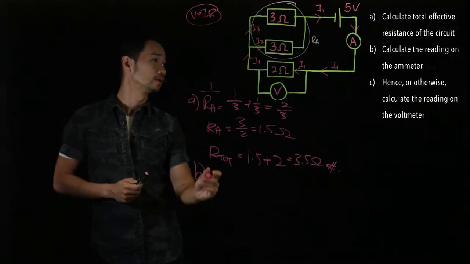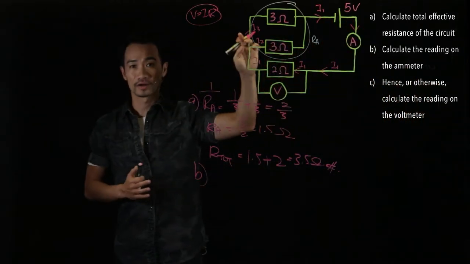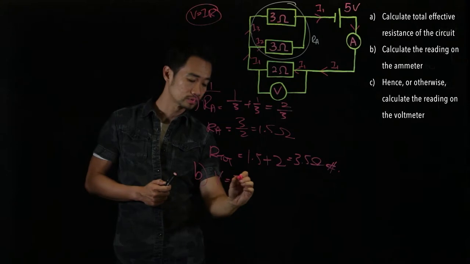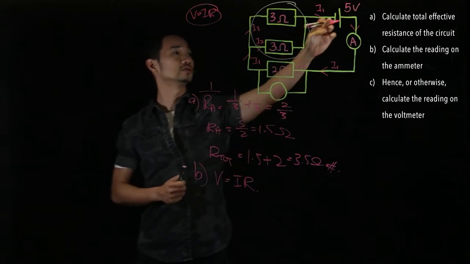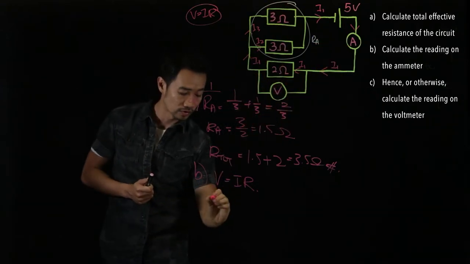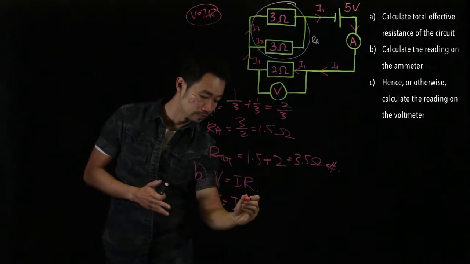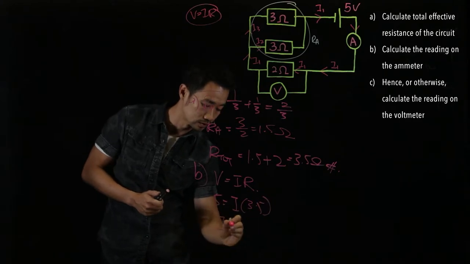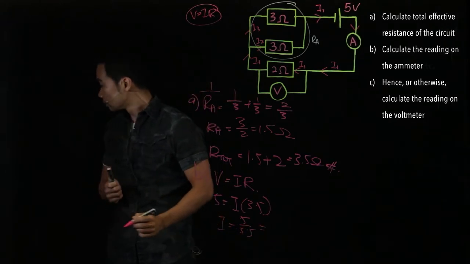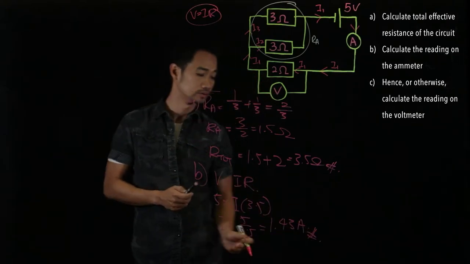B. Calculate the reading on the ammeter. What they are trying to find is I1, the current that's flowing through the entire circuit. This is where we apply Ohm's law. V equals IR. V here is the EMF, the electromotive force that's powering the entire circuit, which is 5. I is what we want to find, and the effective resistance for the circuit is what we found here, 3.5. So I is equal to 5 over 3.5. You will get 1.43 amperes.